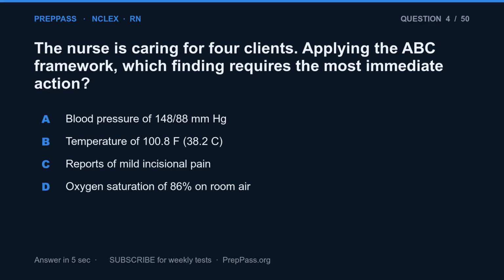Question 4. The nurse is caring for 4 clients. Applying the ABC framework, which finding requires the most immediate action? A. Blood pressure of 148/88 mmHg. B. Temperature of 100.8 F, 38.2 C. C. Reports of mild incisional pain. D. Oxygen saturation of 86% on room air.